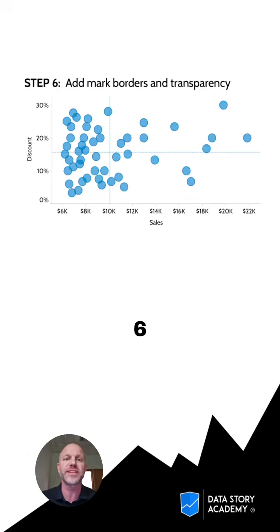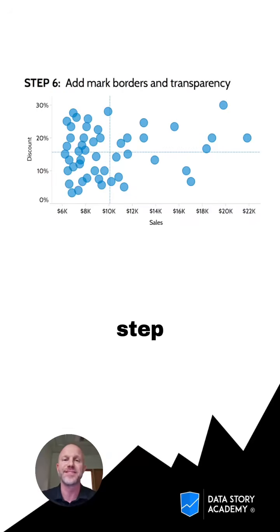So in step number 6, I'm actually going to add a little transparency to the circles, the values in the scatter plot, and then a solid border around them. And that transparency allows for me to visually see the clustering where they're starting to overlap. So I love to add transparency within the values in scatter plots.